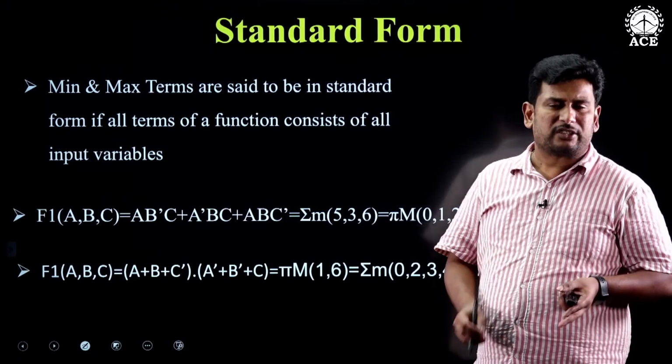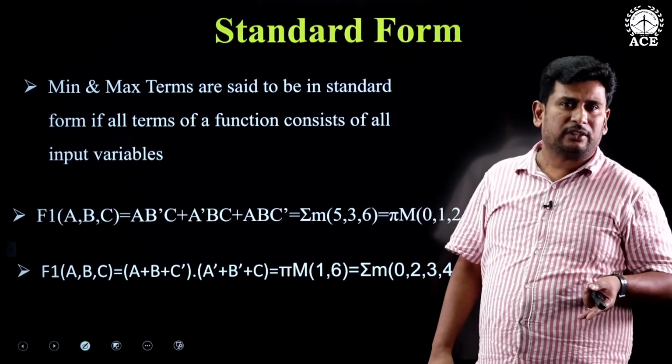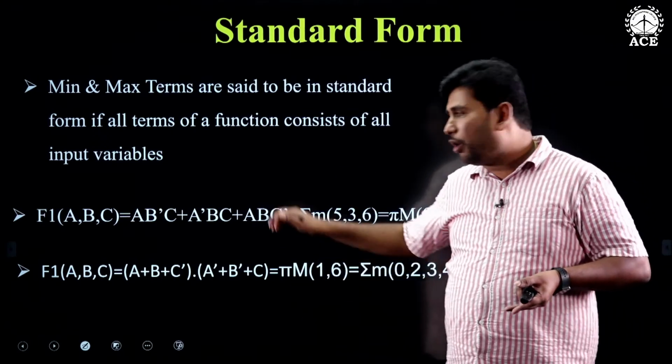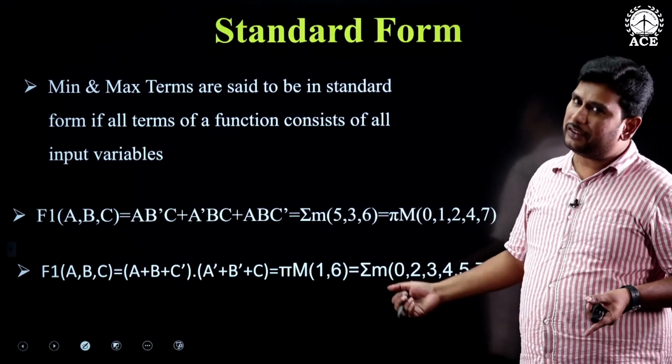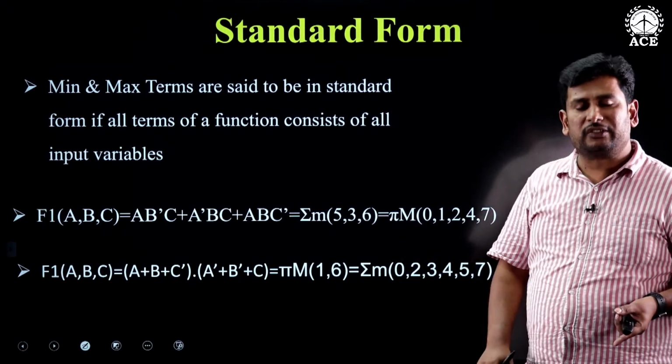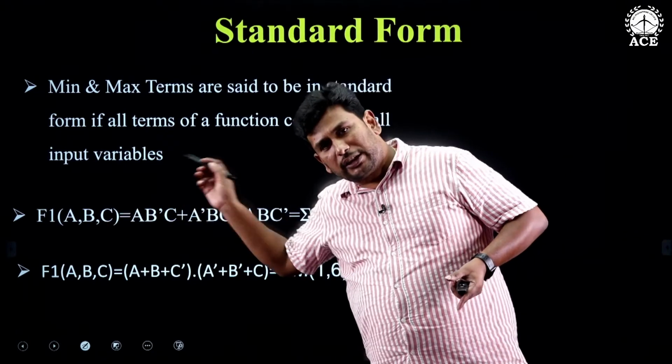Simple. Suppose a function has 3 variables. You will need to have all those 3 variables in each individual product term. If that is happening, then your expression is a standard sum of products. For instance, this is a function of 3 variables.